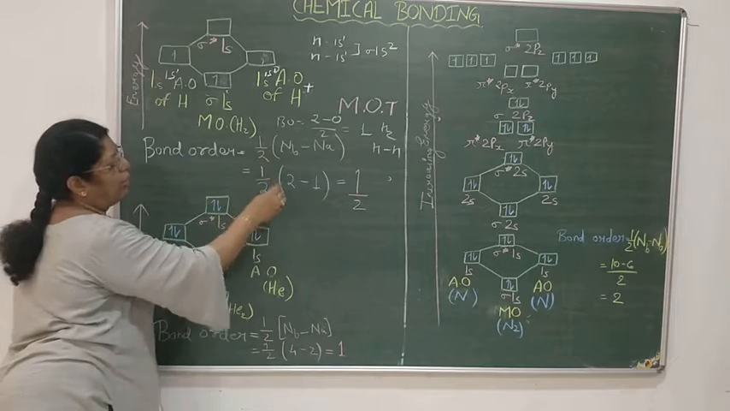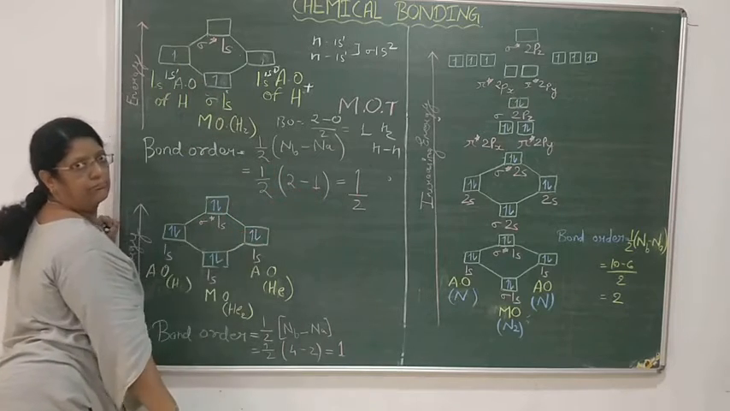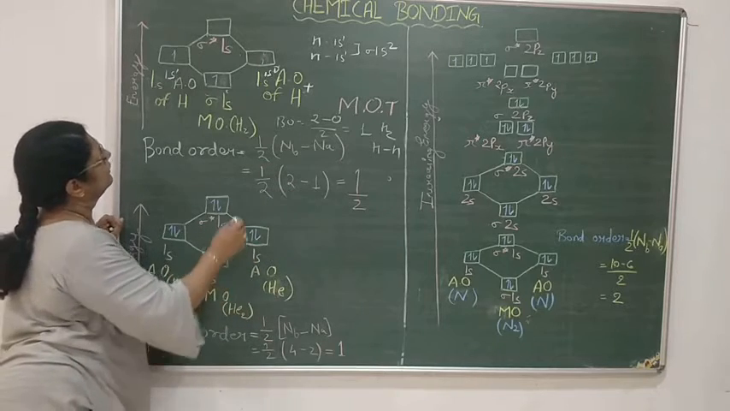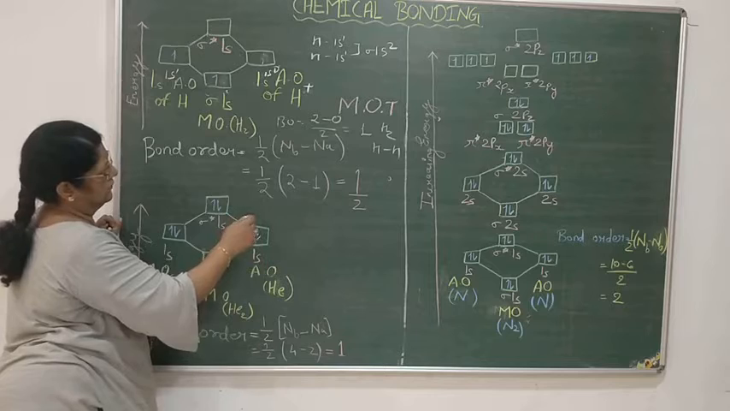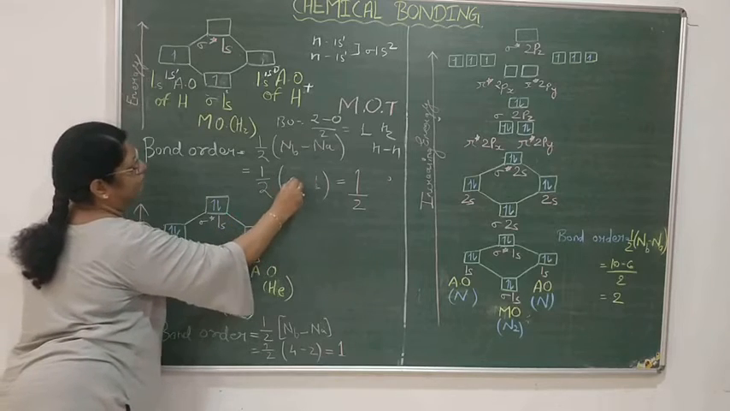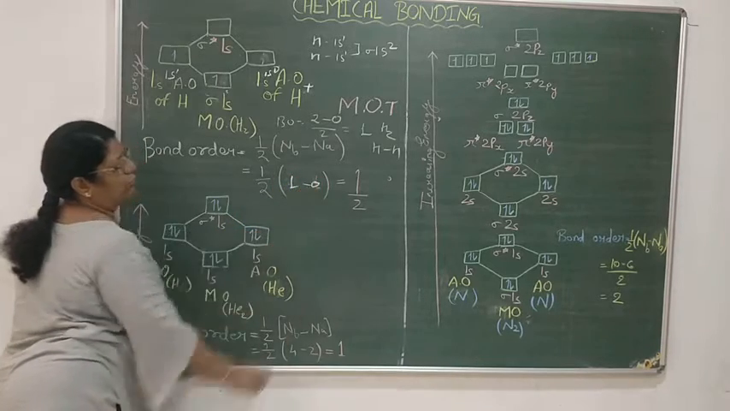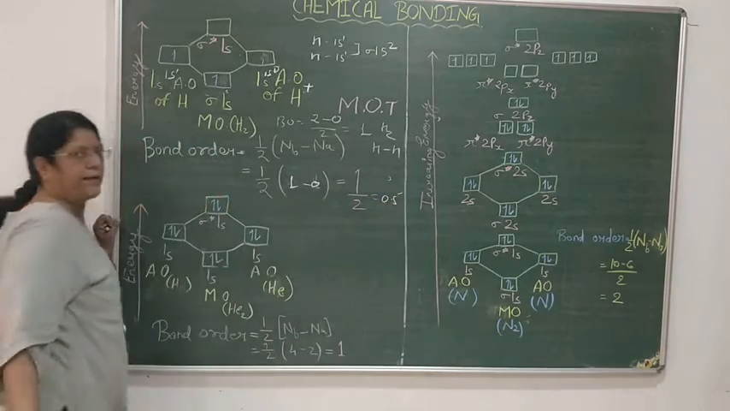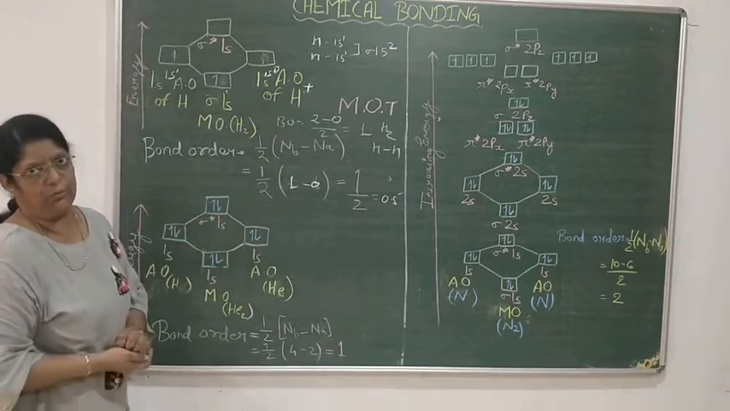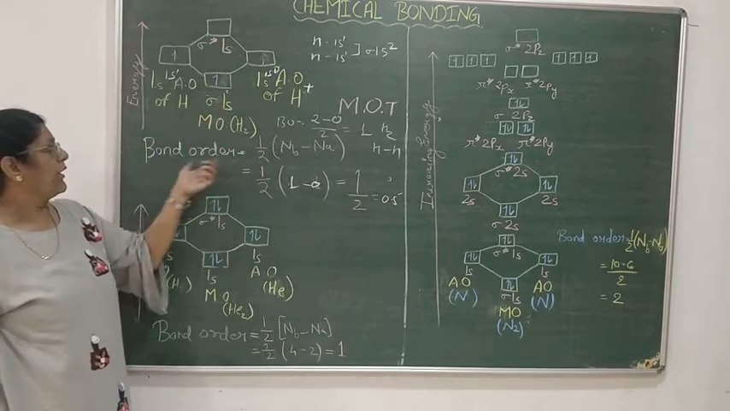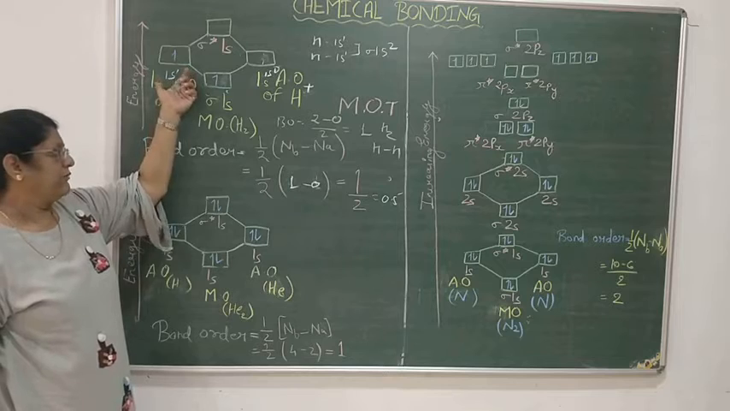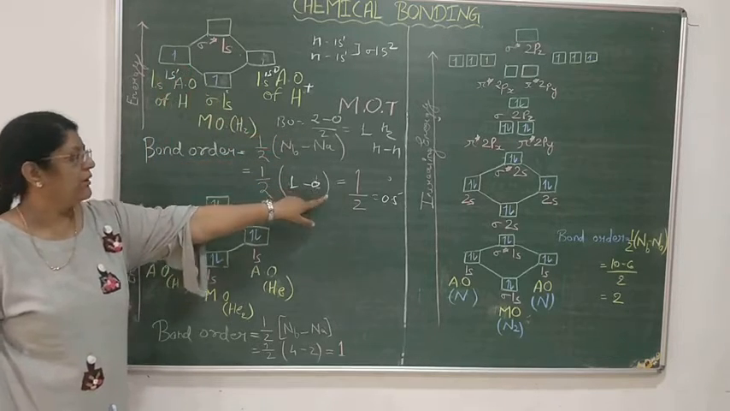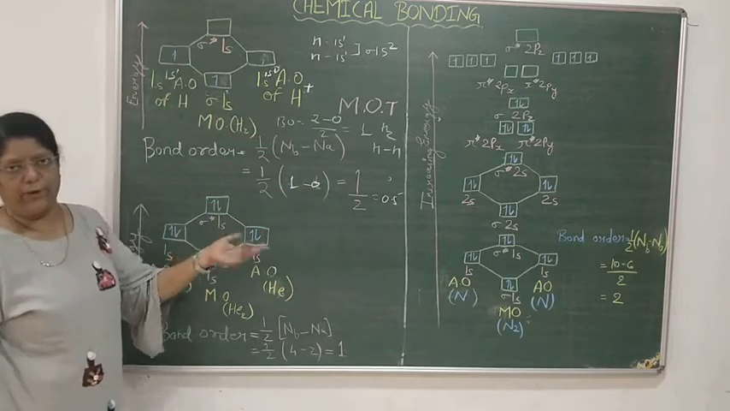That's why the bond order will be 1 minus 0, so 1 by 2 is equal to 0.5. Clear? So for the H2 positive ion, the number of bonding electrons is 1, the number of antibonding electrons is 0, divided by 2. So the bond order is 0.5.